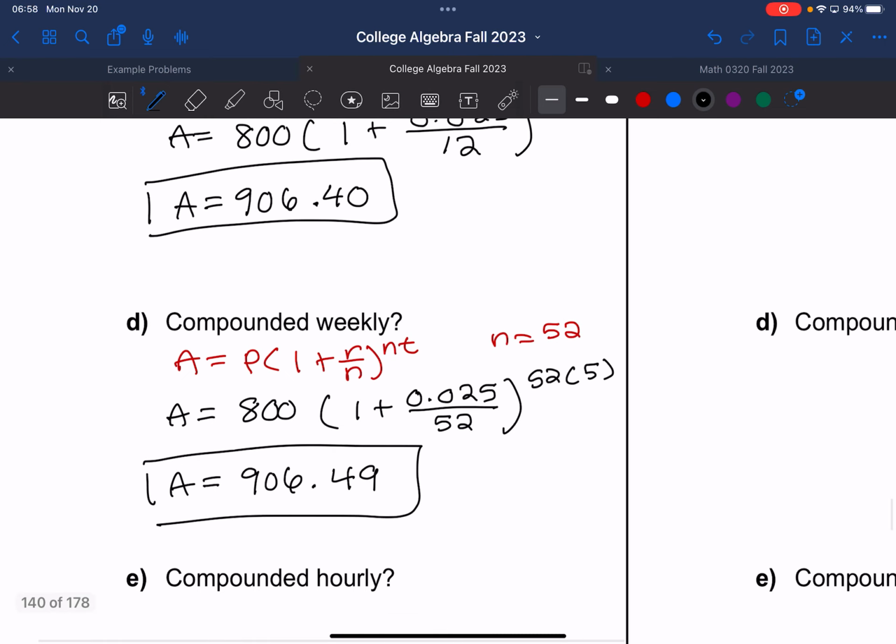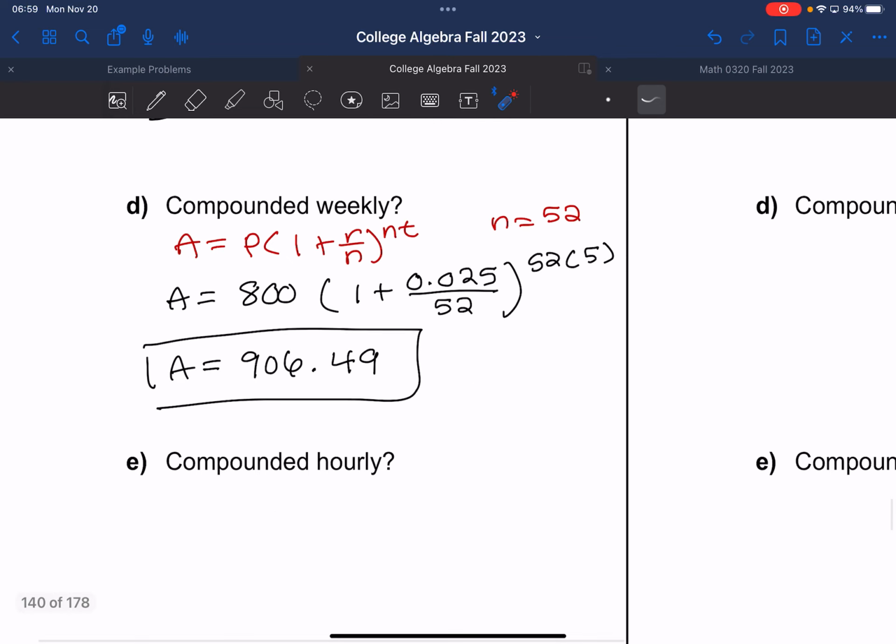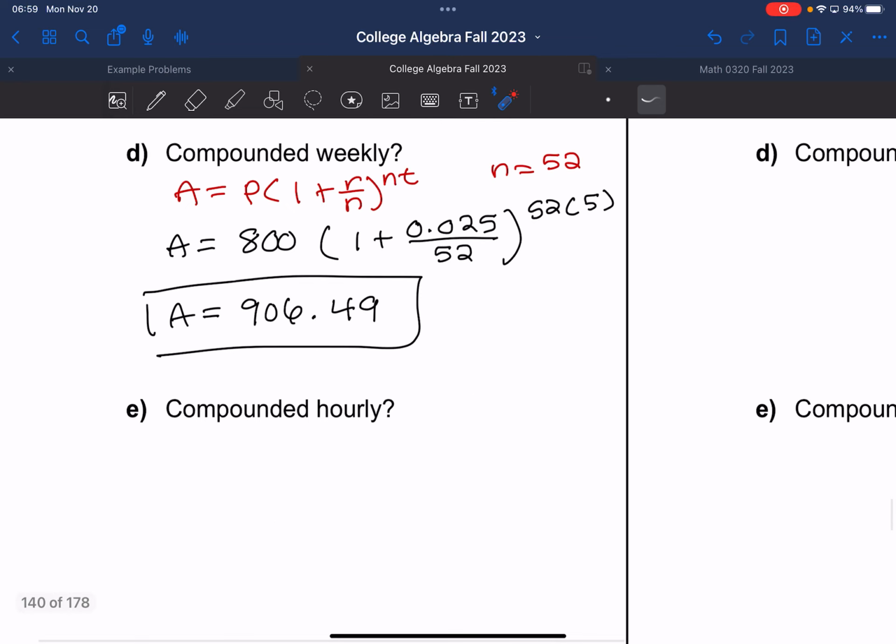And again, on your own time, I would just practice putting these into your calculator and make sure you're getting the same answer as me. Okay. Next one, it's still compounded, so we're using the same formula.